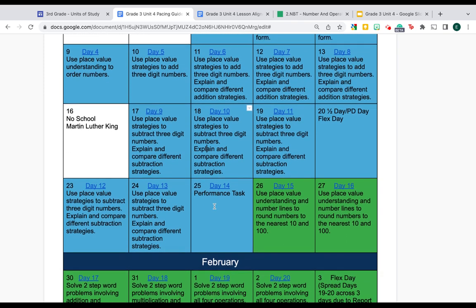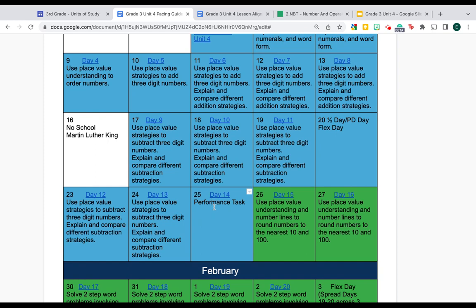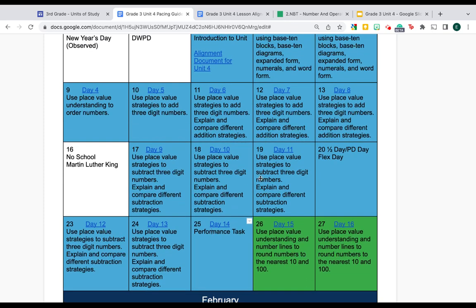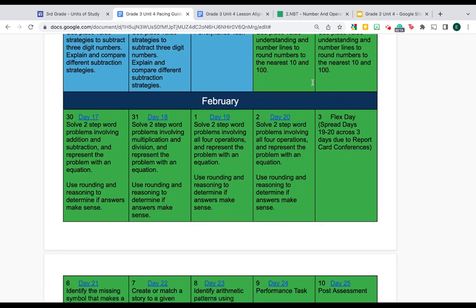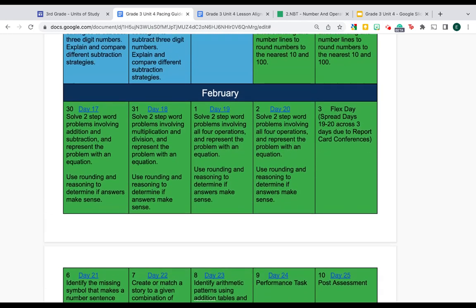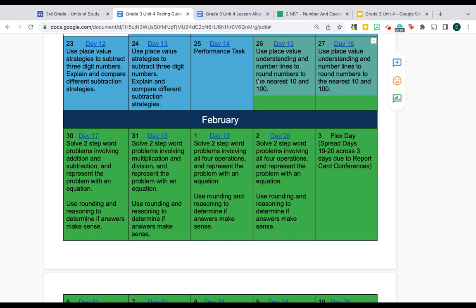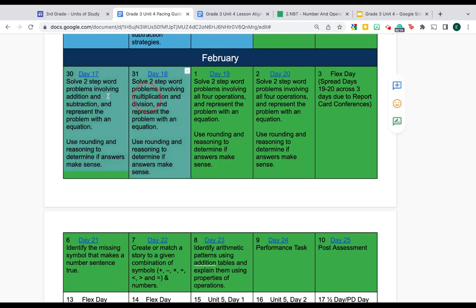You have until roughly the 25th of January to get your students really solid on that place value, adding and subtracting. Then, toward the very end of January and the first couple weeks of February, is when you round numbers and solve two-step problems. Again, we chunked it: addition and subtraction, multiplication and division, and then both. You don't have to chunk it that way, but you have roughly 4 days, including those report card conference days, to really think about multi-step problems.